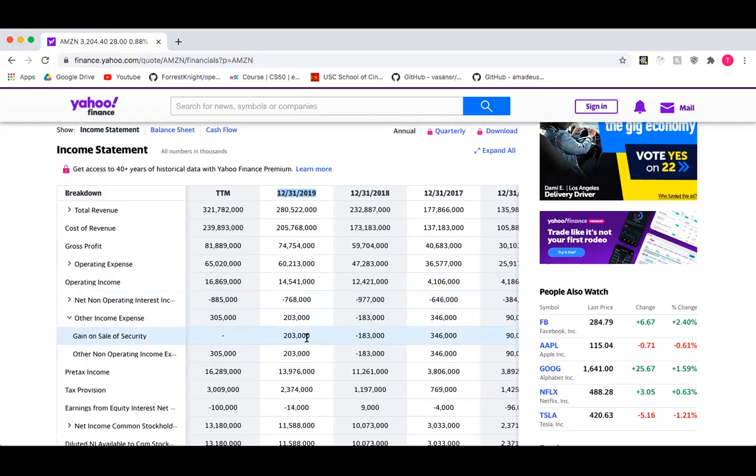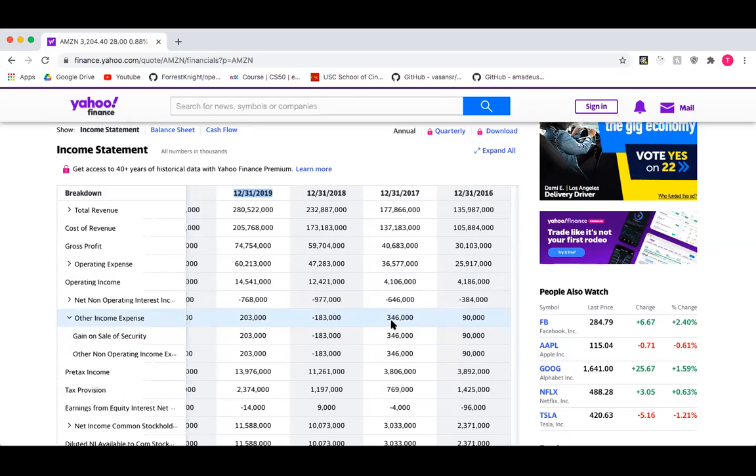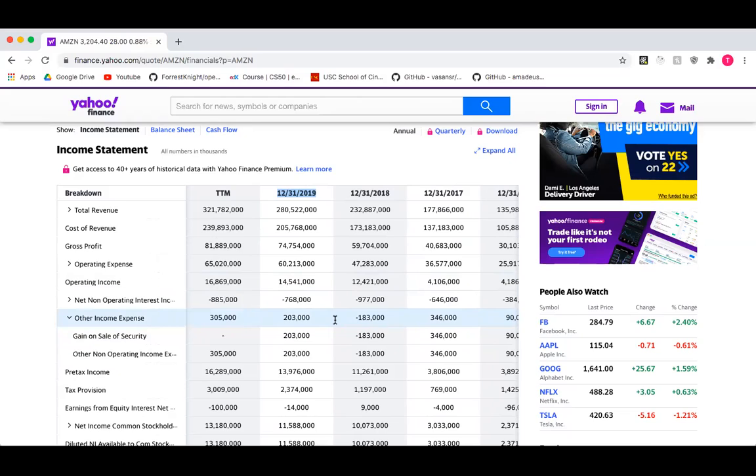They had one in 2019, right? Amazon is not a brokerage. They're not in the business of buying and selling securities. So this is something that's not normally going to happen. And we can see it widely fluctuates, right? It's just kind of random. 346 here, negative 183 here. Like it's all over the place. So these are the non-normal income and expenses, and they're important because obviously it's affecting the cash of the company.